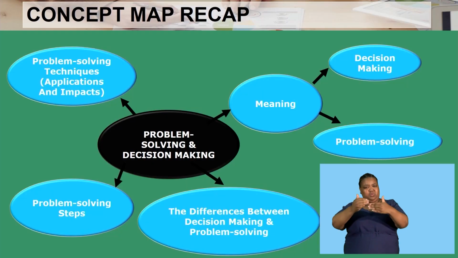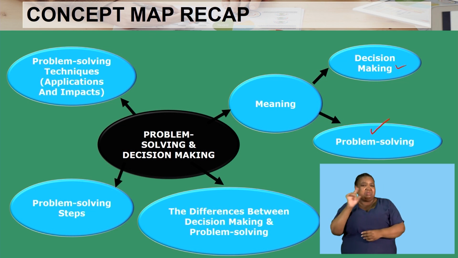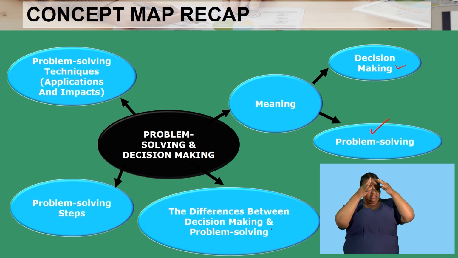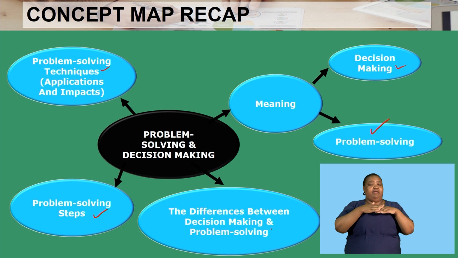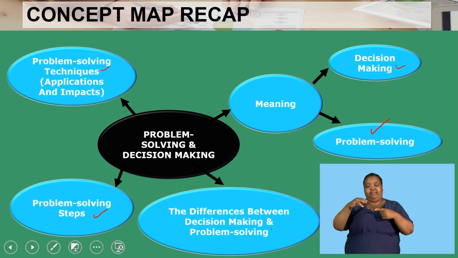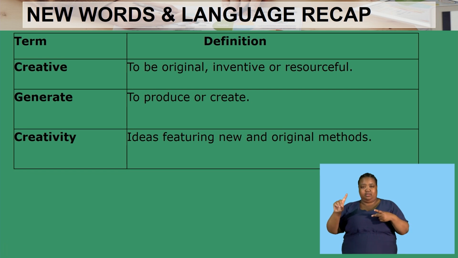So we've covered the following: decision making, problem solving, we've defined it, and then we did the differences between decision making and problem solving. We did the problem solving steps, we did the problem solving techniques, the implications and the impacts. We only focused on two techniques, which was our Delphi technique and the force field analysis.